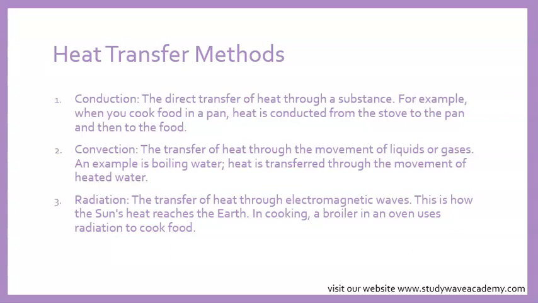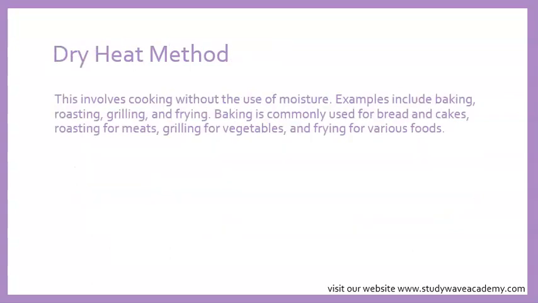Now that we have covered how heat works in cooking, let's look at the specific ways to use it. The dry heat method. This involves cooking without the use of moisture. Examples include baking, roasting, grilling, and frying. Baking is commonly used for bread and cakes, roasting for meats, grilling for vegetables, and frying for various foods.